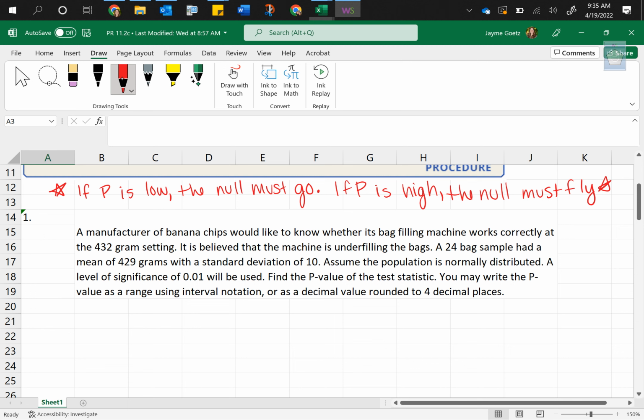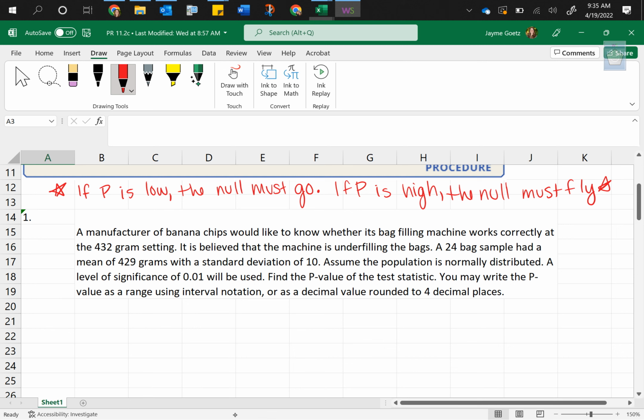So the very first thing we're going to do is write down all the different information they gave us. First and foremost, we need to figure out our null hypothesis. What is our null hypothesis here? Are we talking about mean? Are we talking about proportions? The mean. And what mean are we focusing on? 432. Your null hypothesis always has to use what symbol? Equals. So our null hypothesis is that the mean is going to equal 432.